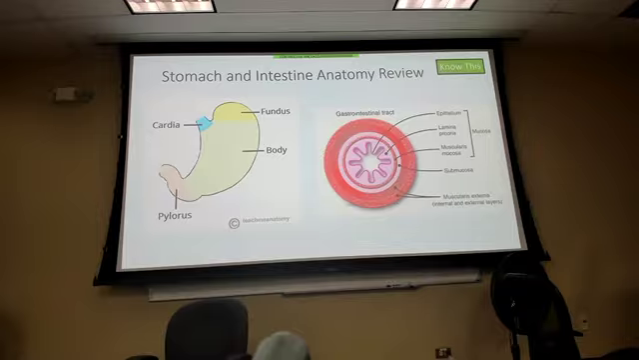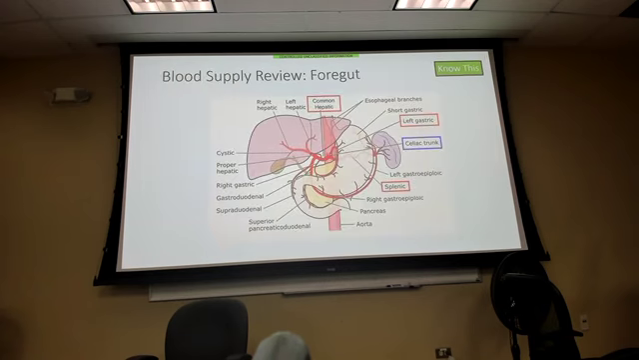Plus, if you know these layers, you're going to look stellar on your phase 2 with the surgeon. They will ask you this. Okay. All right. Foregut blood supply.